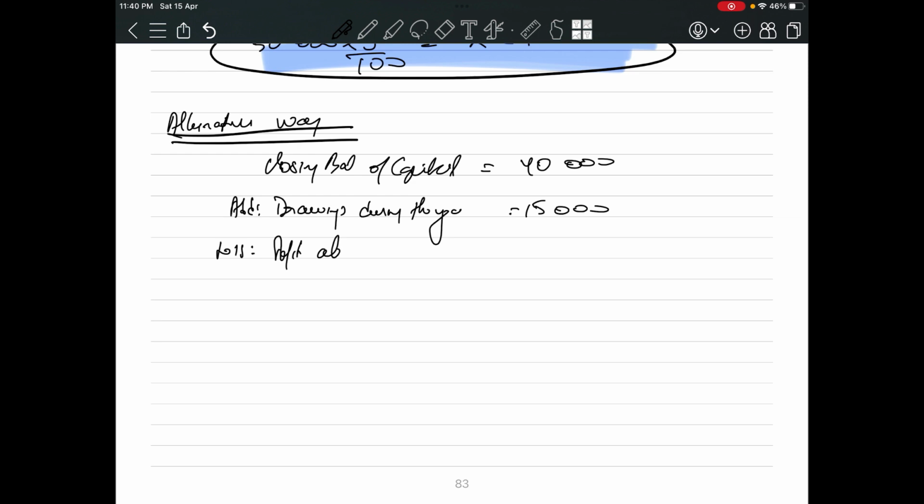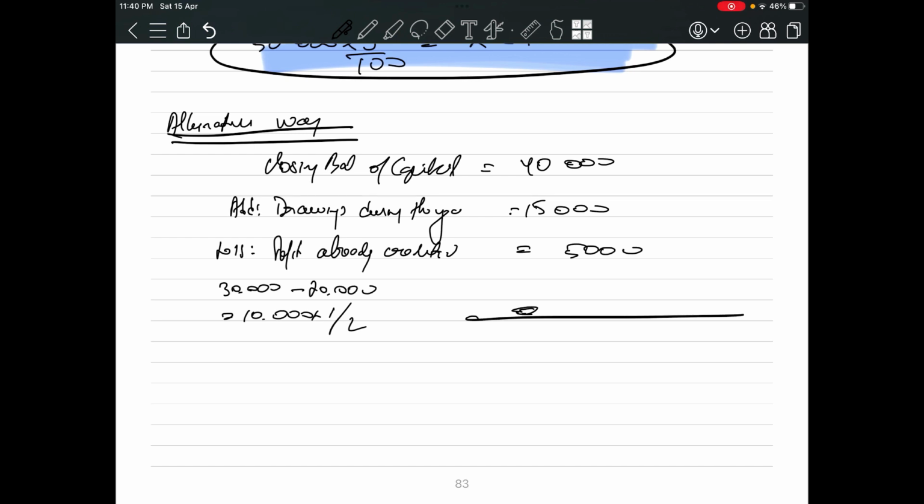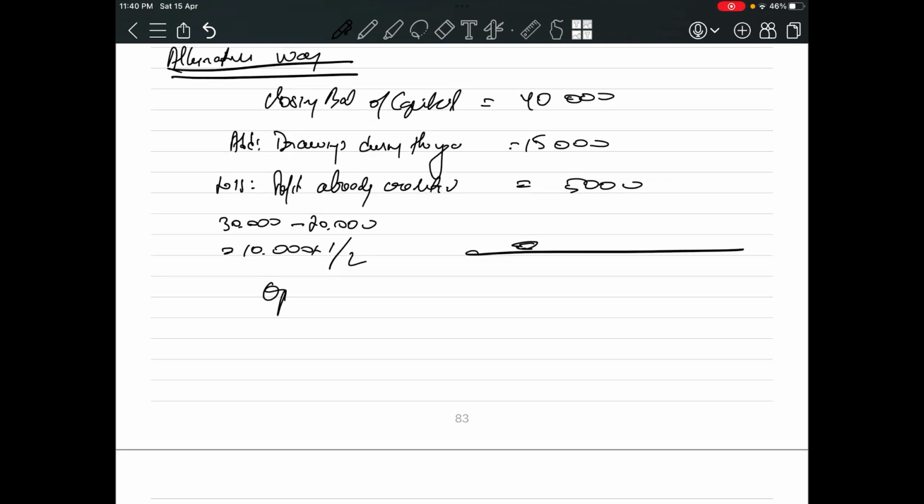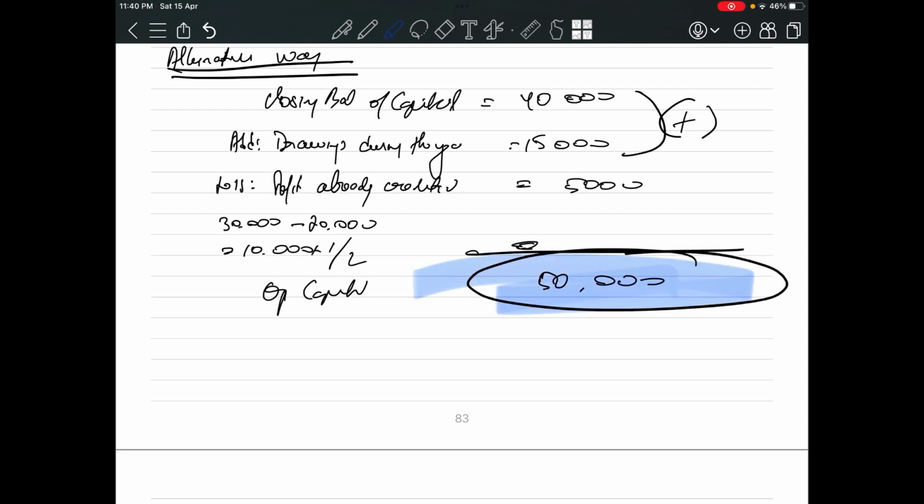Less, profits already credited is how much? 5,000. How did we calculate this? 30,000 was the profit earned. Out of 30,000, 20,000 has been retained. So it is assumed that 10,000 has been distributed between the partners, so one partner will get 5,000. So now what is the value of opening capital? 40 plus 15, 55, minus 5 is 50,000. So you can calculate it this way.